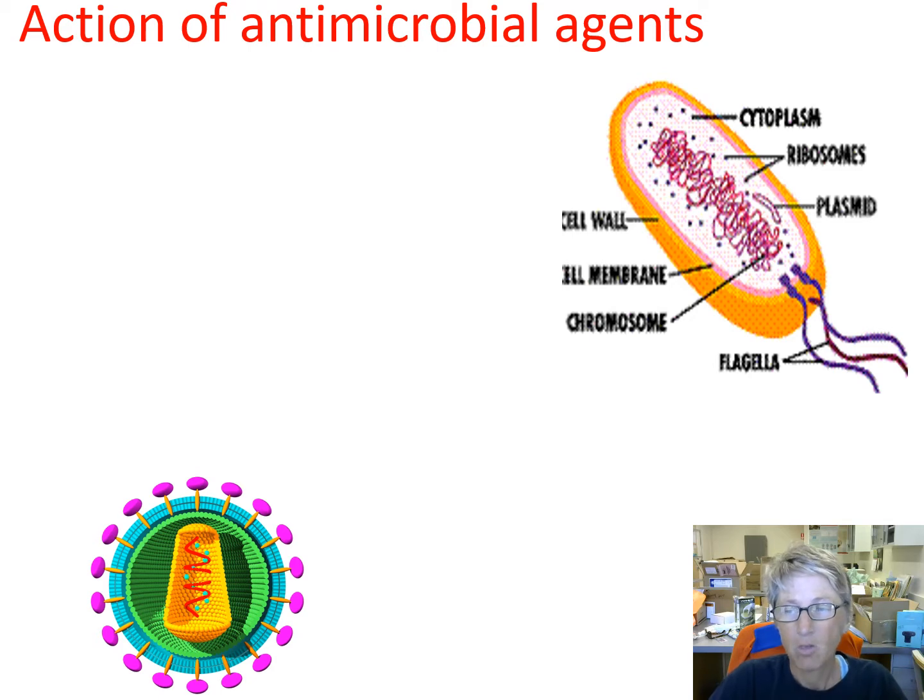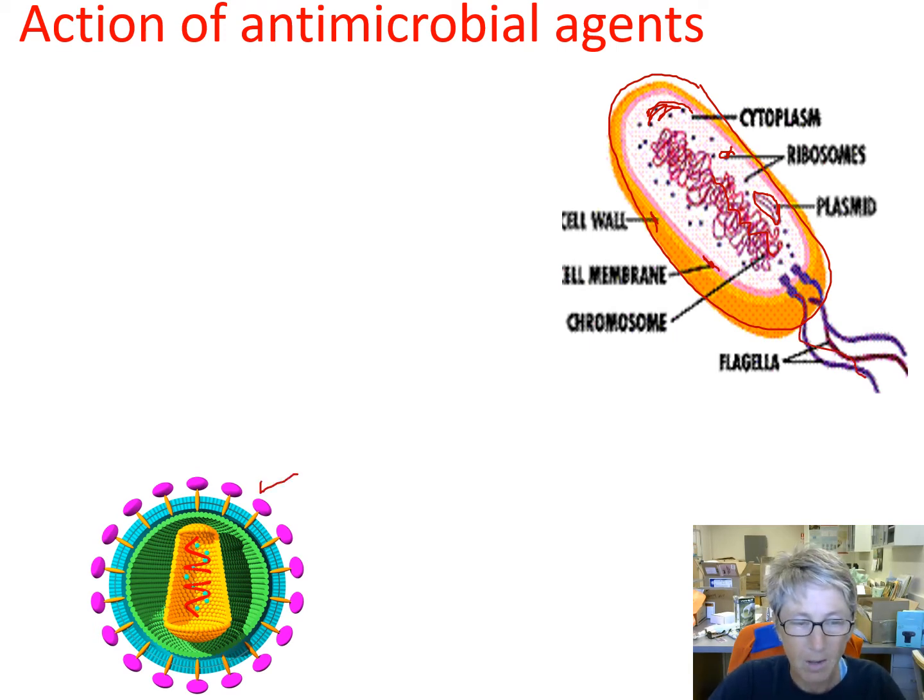So let's look at the action of antimicrobial agents. So here's a cartoon of a bacteria. It's a bacillus, so it's a rod shape. It has its cell wall on the outside, then it has the cell membrane deep to the cell wall. It's got the chromosomes here in the middle, cytoplasm, so that's the intracellular environment. It has the ribosomes where it does protein synthesis. Here's a plasmid, so that's extra chromosomal DNA. And here's its little flagella that helps it move.